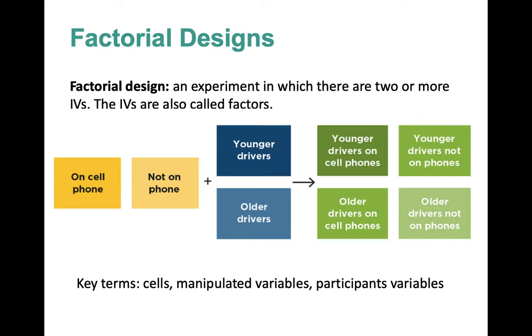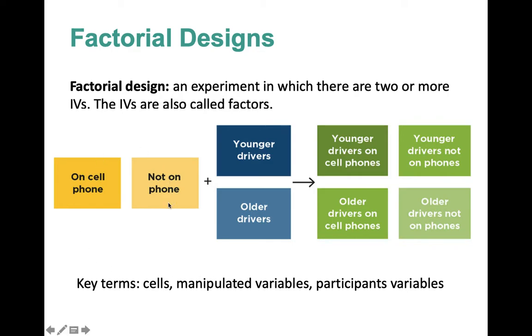All right, so research designs that have more than one independent variable are known as factorial designs. In factorial designs, the independent variables are called factors. What we have here is a depiction of a study that examined the effect of talking on the cell phone on driving performance, so braking or getting in accidents. But here, we're seeing whether the effect of the cell phone depends on the driver's age.